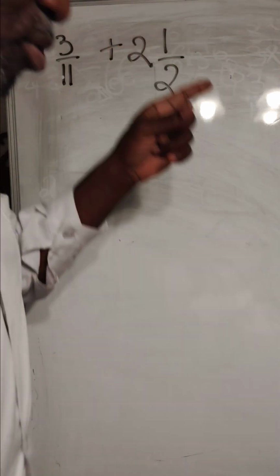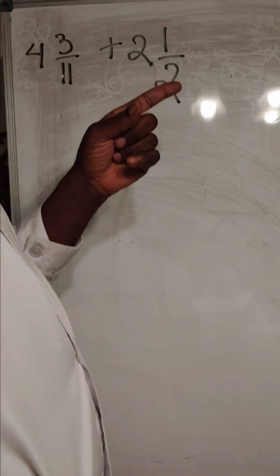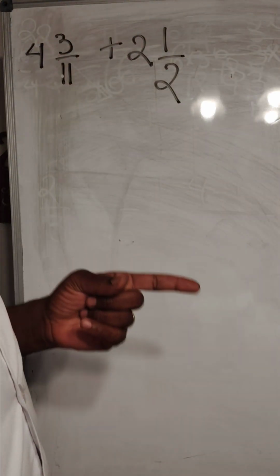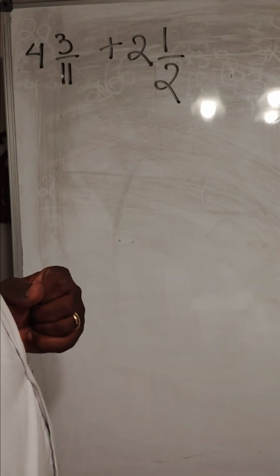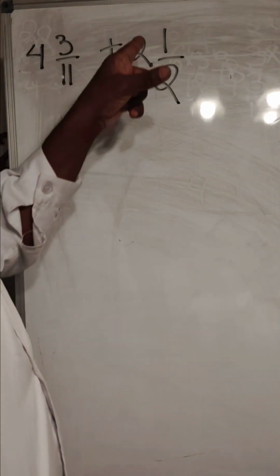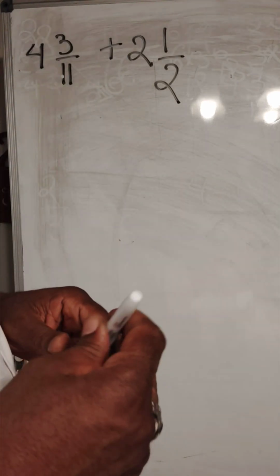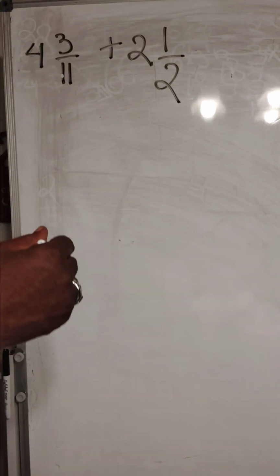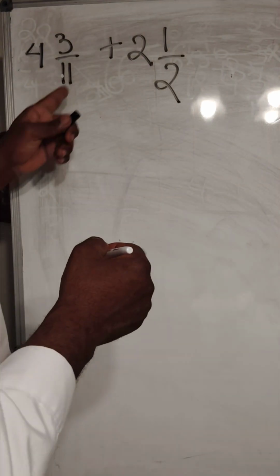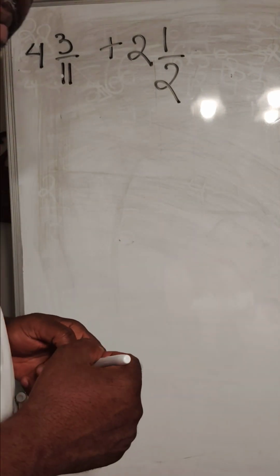So the improper fraction is when the numerator is greater than the denominator. But the proper fraction is when the numerator is less. How do we do that? First approach, go ahead and convert each one of them to an improper fraction.